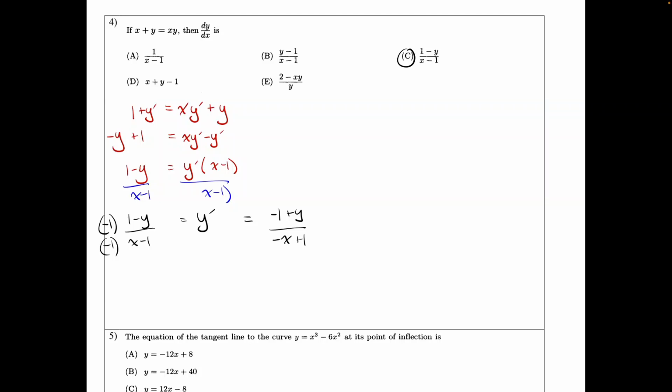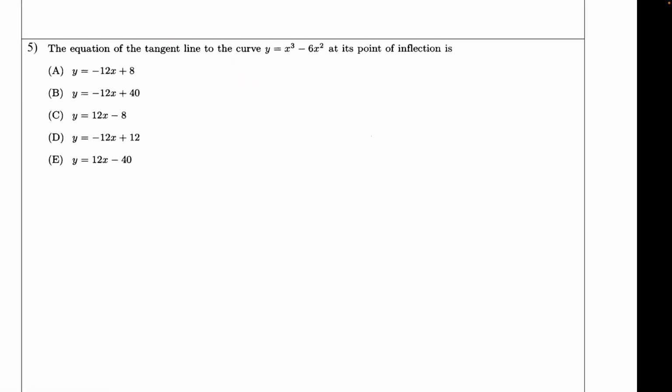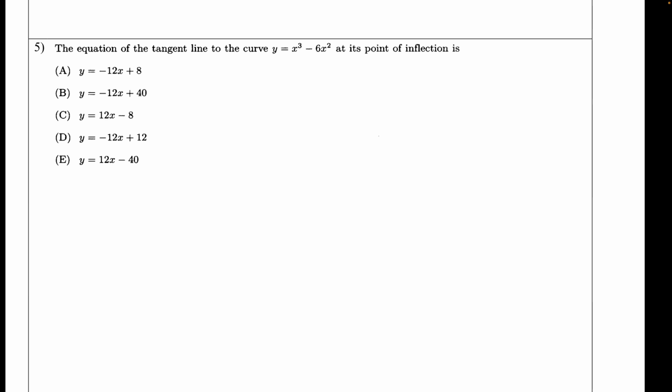Cool. All right. And finally, we have like 1 minute left. Let's see how fast we can do this. Equation for line tangent. Ready, set, go. Y minus box is equal to box times x minus box.